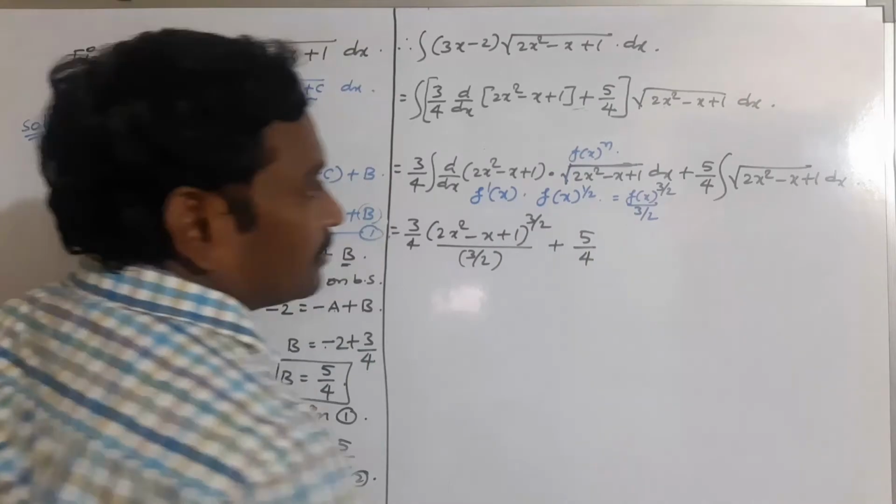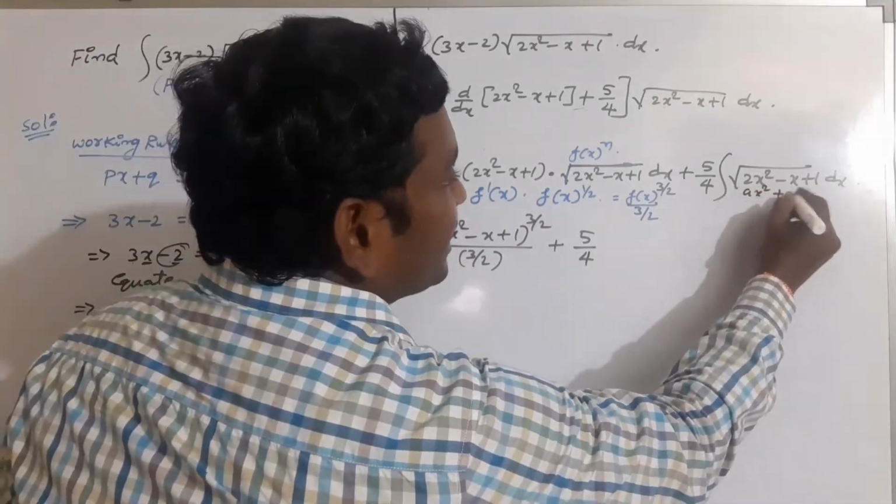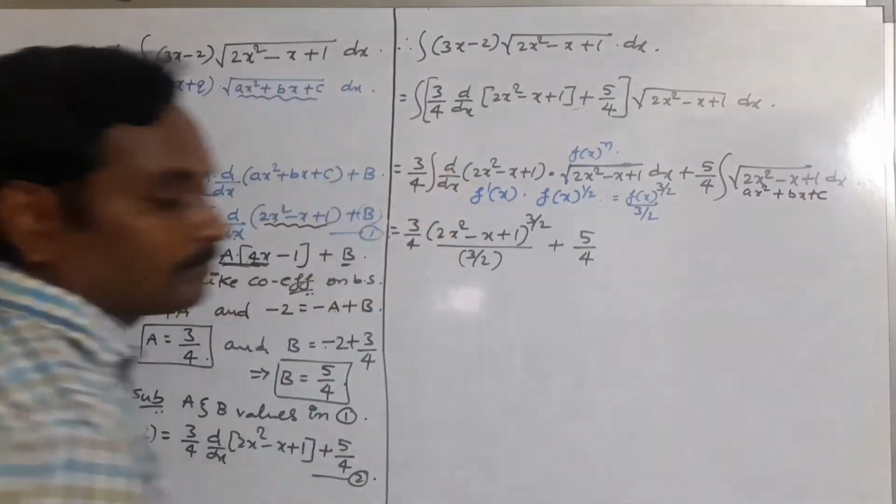come to this one. Again this is in the form of root over ax square plus bx plus c, which is the type 1 form.